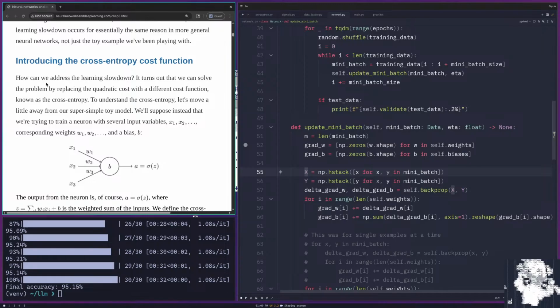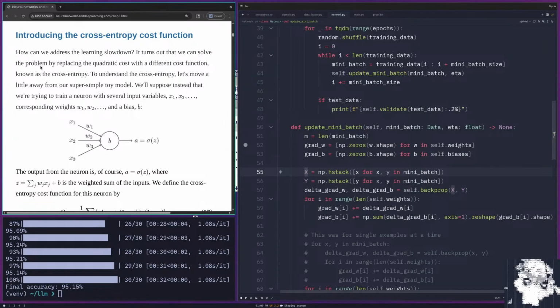Introducing the cross-entropy cost function. How can we address the learning slowdown? It turns out that we can solve the problem by replacing the quadratic cost with a different cost function known as the cross-entropy. To understand the cross-entropy, let's move a little away from our super simple toy model.